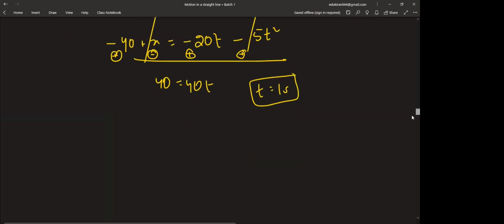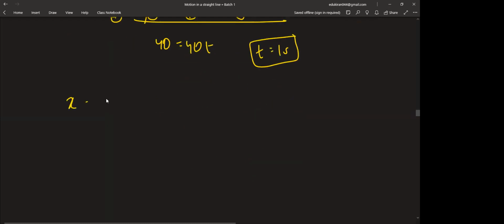Now for the position, put t is equal to 1 second to get your x. This will be 20 into 1 minus 5t square. That was the equation. So 1 square. So this is 20 minus 5, which is 15 meters.